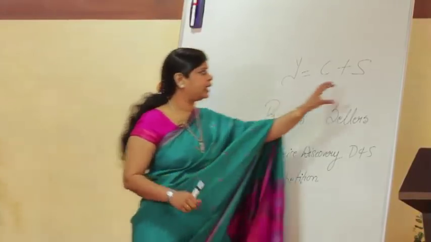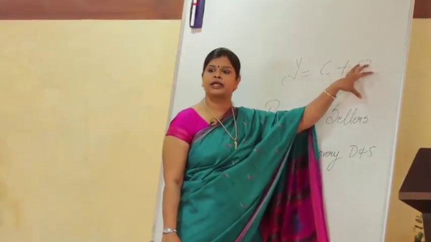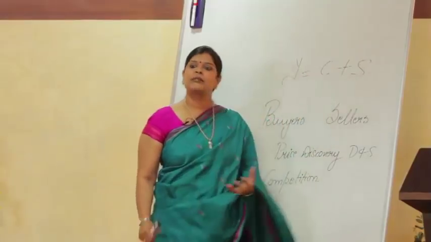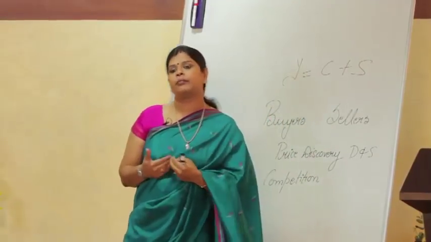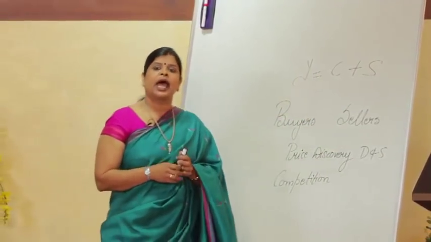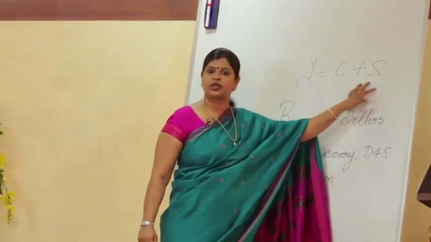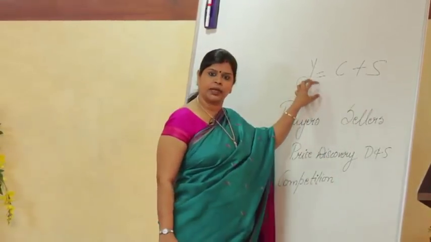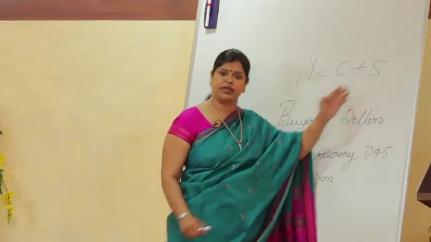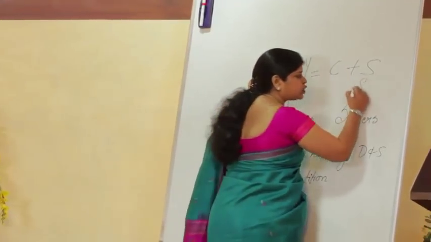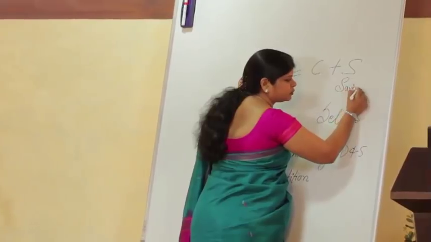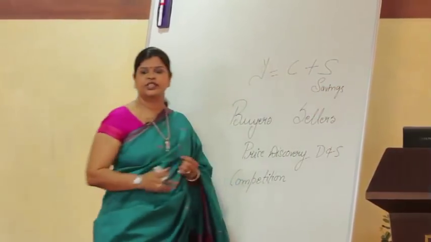So when I say I have deferred my consumption, there has to be some compensation for my deferred consumption, and it comes through savings. So when I say my total income comprises consumption and savings, I would like to have some compensation for these savings.